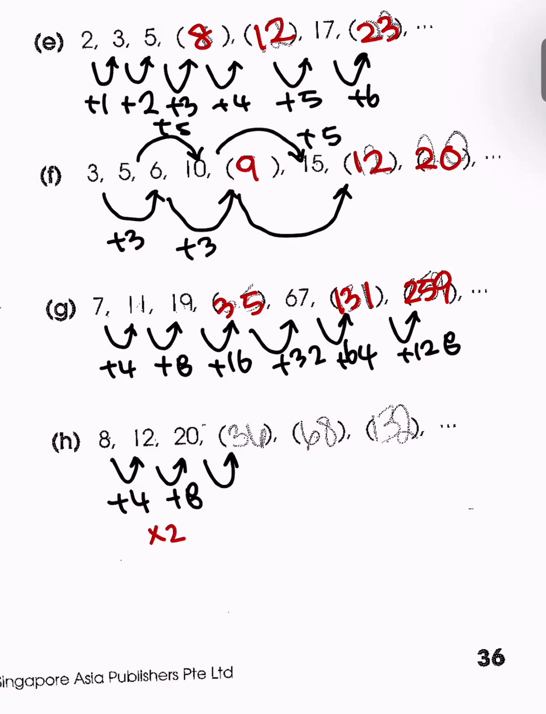And so then we would add 16. So that would give you 36. And then we add 32. So that would give us 68. And then we add 64. So that gives us 132.